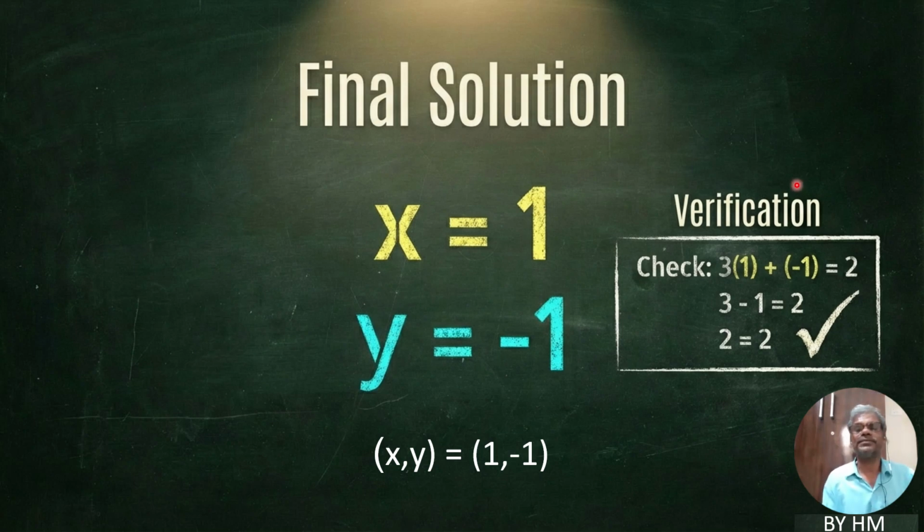Let us verify it. Check. We have 3x plus y is equal to 2. We substitute x is equal to 1 and y is equal to minus 1. We get 3 minus 1 is equal to 2. Finally, 2 is equal to 2. Thus, the solution verifies the equation.